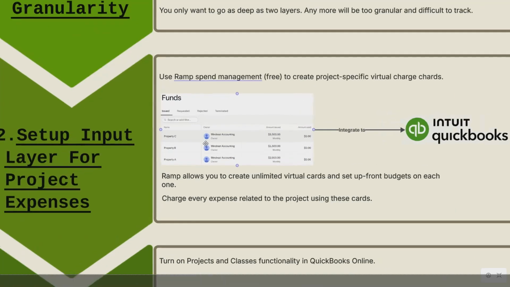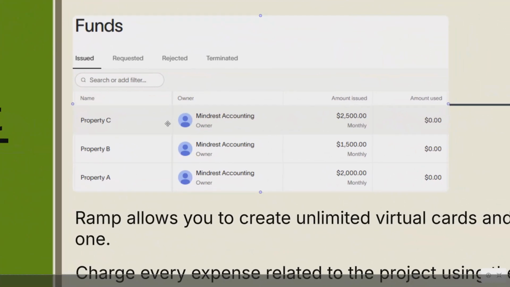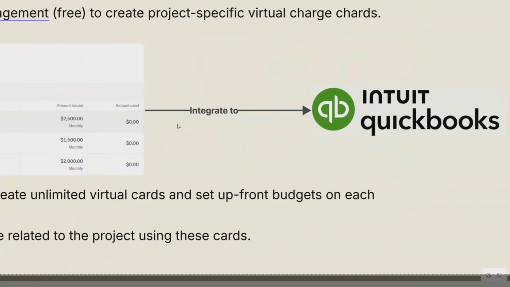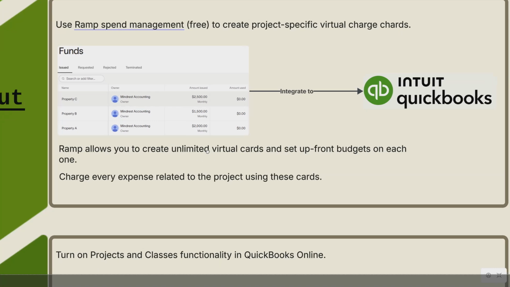Using the example of the home builder earlier, if we have 3 open projects that we're working on right now, we're going to create a specific charge card on each one, like a charge card for property C, property B, and property A. We're then going to integrate that to our QuickBooks Online account for financial reporting later down the road. The wonderful thing about Ramp is that we can create unlimited virtual cards and then terminate them once a project is finished. It also allows us to set up upfront budgets on each one. That way, we never overspend on every job that we take.